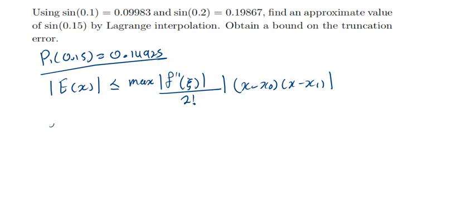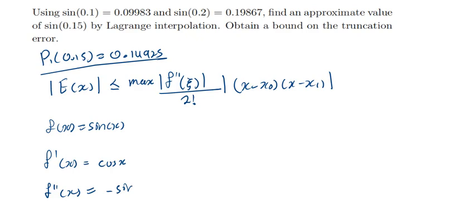So say your f of x is actually sine x. Then find the second derivative. The first derivative, f prime of x, is going to be equal to cos of x. Then the second derivative, f double prime of x, is going to be equal to minus sine of x, like that.